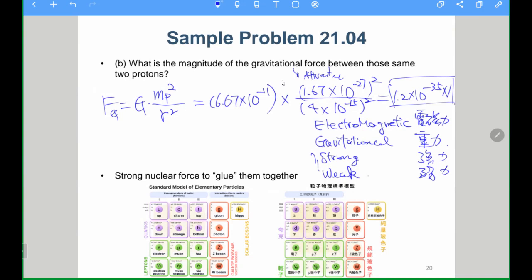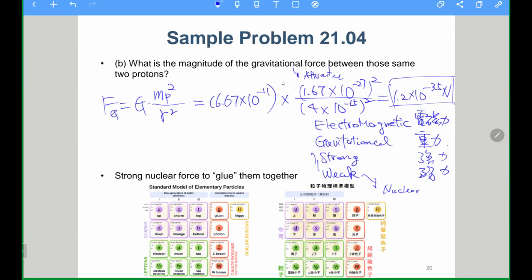For the weak force, it's about the nuclear reaction, similar to the fission and fusion, 核聚变核裂变. So it's called the weak force. And the strong force is related to the force in between the atom, or in between the elementary particles.